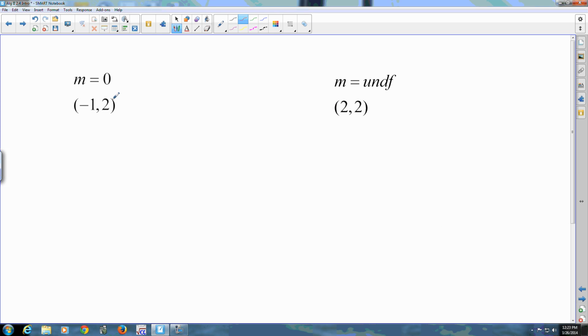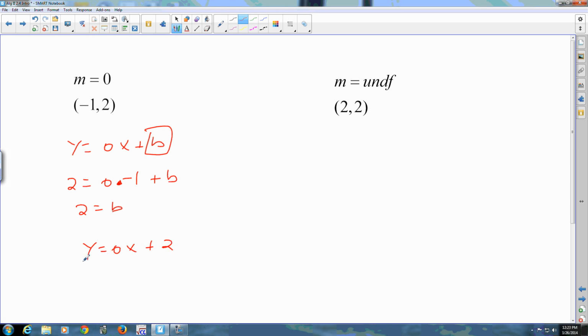All right, y is equal to 0x plus b. Well, okay, let's go and fill those in. 2 is equal to 0 times negative 1, it's a times symbol, plus b. 0 times anything is 0, so 2 is equal to b. So, to write your answer, you have to go back, fill in the b. Y is equal to 0x plus 2.